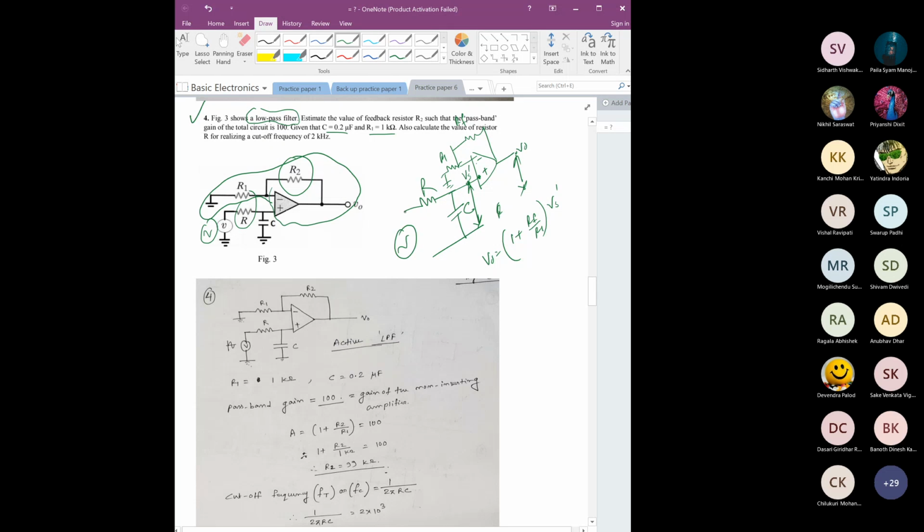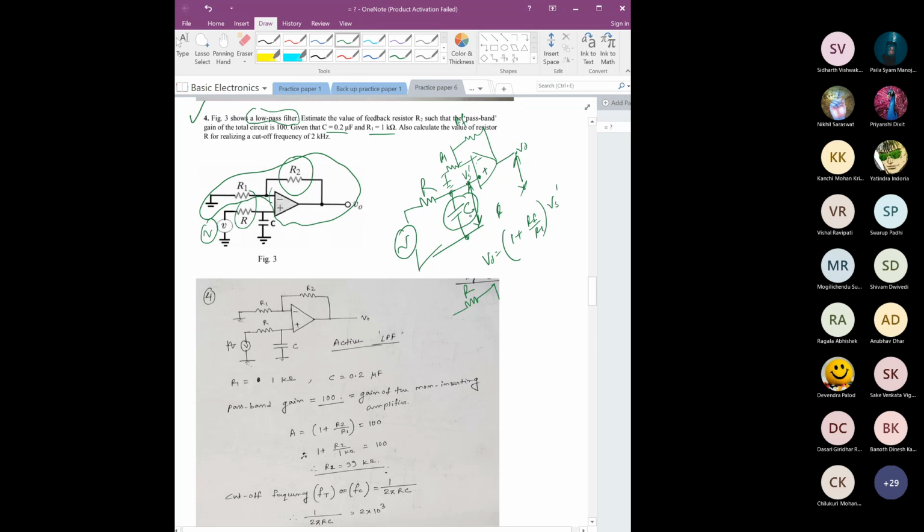AC, but what about this capacitor? Sir, VS dash would be the voltage drop across this capacitor, right? We don't treat it as a short circuit, that is fine, but this capacitance, we don't treat it as a short circuit, that's why there will be a voltage drop. Why, sir? In AC signal we are considering, yes, you are right.